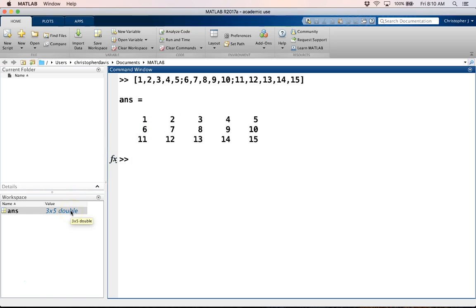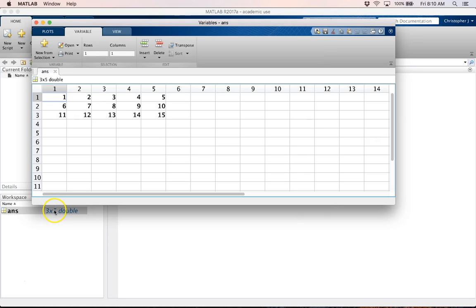So as a hint, and to show you a feature of the workspace, let me double click over here where it says 3 by 5 double. Don't worry too much about the double. That's like saying what type of number the entries are. The 3 by 5 should make sense to you though. It means 3 rows by 5 columns. And so the key is that we're going to use not just one for loop, but 2 for loops.